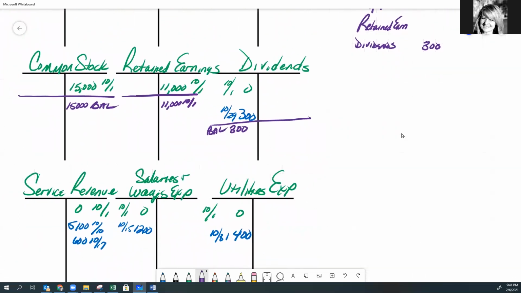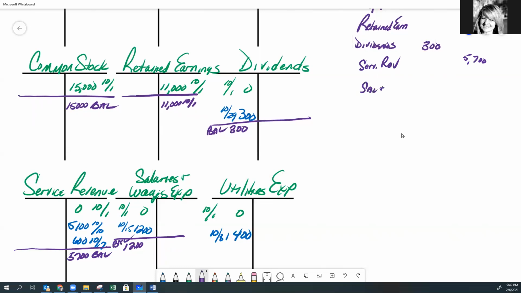We have service revenue, and so we have no debits, only credits. So we are just going to add our credits. So that equals 5,700. That's our balance of service revenue. Let's write it over here. Service revenue. And it has a credit balance. So we'll write it over here in the credit column, 5,700. Okay, salaries and wages expense has a debit balance of 1,200.